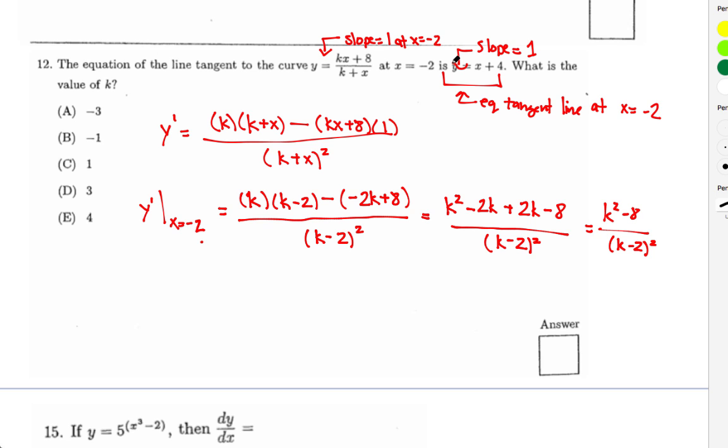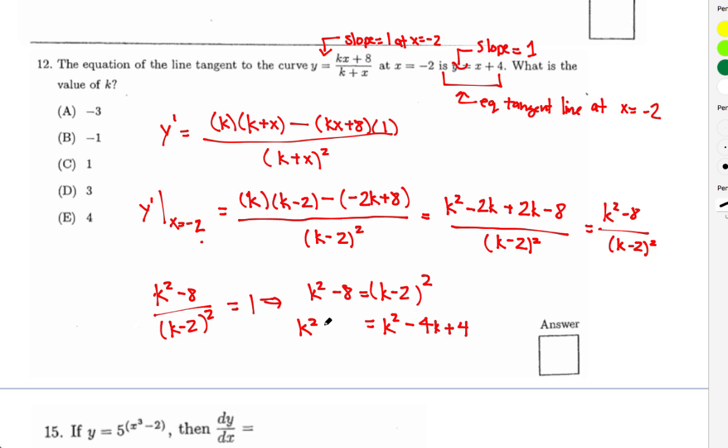Now, again, the slope at negative 2 should be equal to the slope at negative 2. We just make that k squared minus 8 all over k minus 2 squared that we just found equal to 1. And so we have k squared minus 8 equals k minus 2, that quantity squared. I'm going to just square that out. K squared minus 4k plus 4 equals k squared minus 8. Let's scoot the k over here, so we have 4k. Obviously those k squares cancel out, and then put that 8 over there, so we have 12.